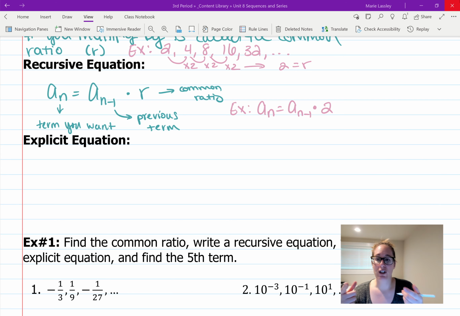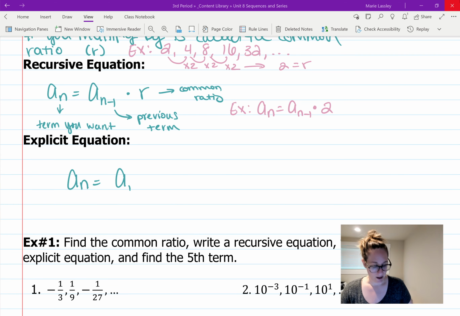All right, so an explicit equation for a geometric sequence looks something like this. You still have that a sub n, and then you take the first term, a1, and multiply it by the common ratio to the power of n minus 1. So you now have this exponent in here. Just going over what everything is, a sub n again is the term you want.